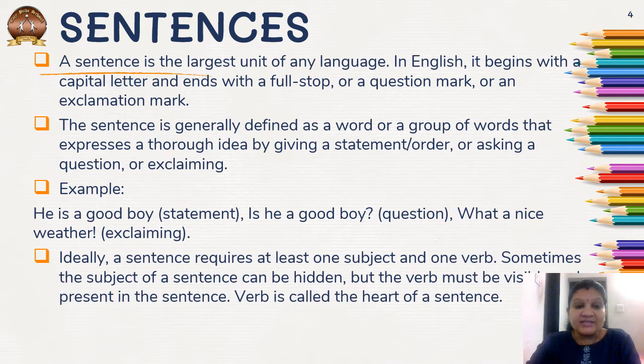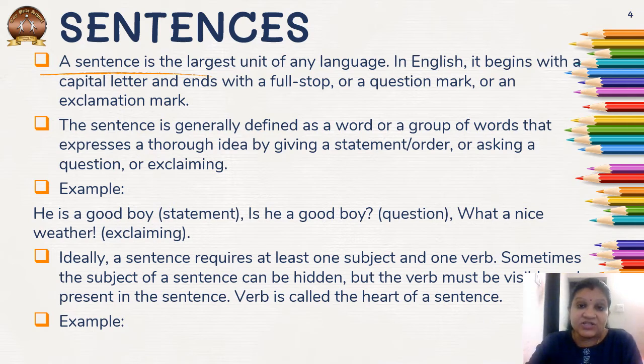So ideally a sentence requires at least one subject and one verb. Sometimes the subject of a sentence can be hidden, but the verb must be visible, present in the sentence. Verb is called the heart of a sentence. I told you phrases don't have verbs. That is why they are phrases. A sentence cannot be complete without a verb. And the verb can be present in the sentence as a main verb, or sometimes a helping verb can also act like a main verb.